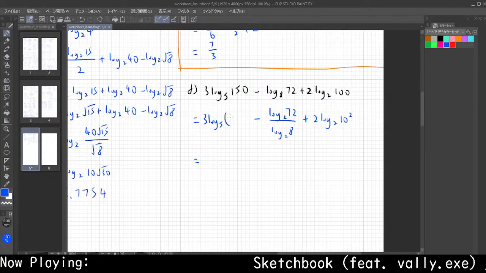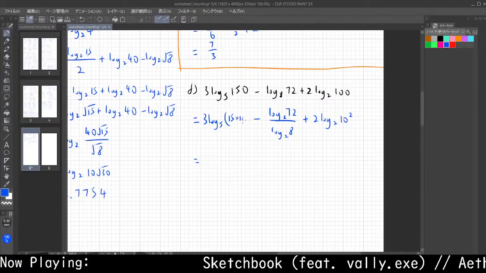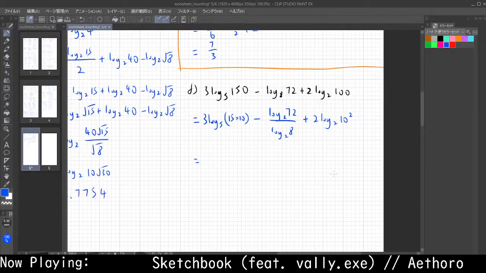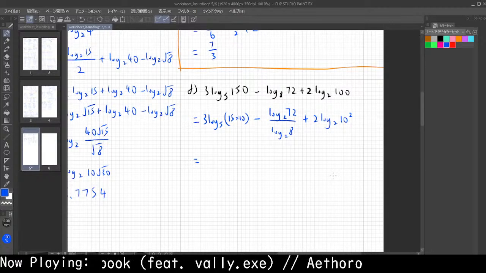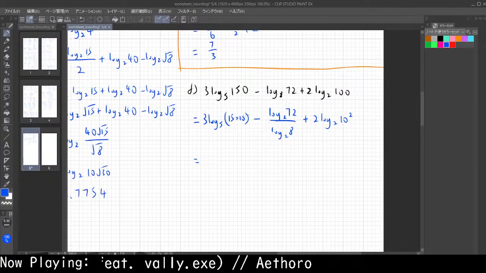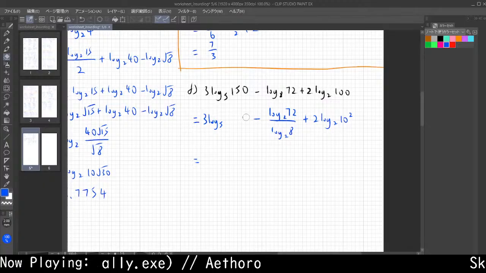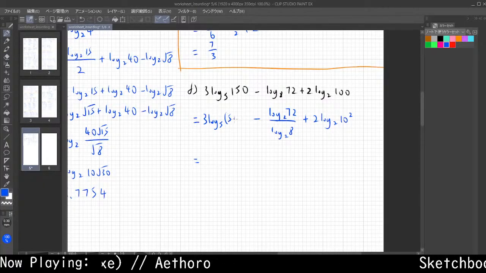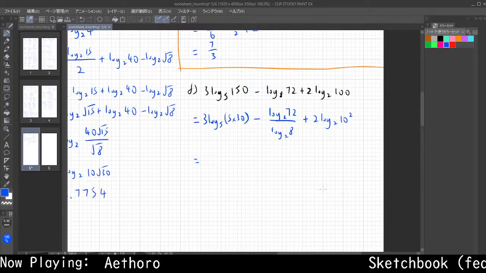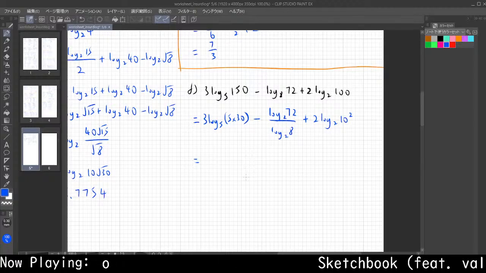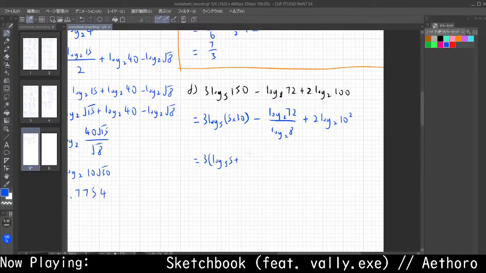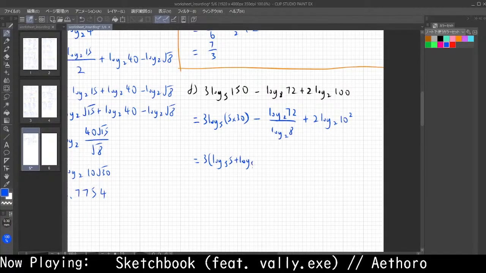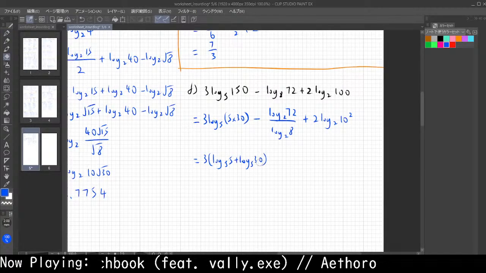This is 15 times 10. We'll be using this later. Oh, I think it's better to just write it as 5 times 30. Okay, so you have 3 log base 5 plus log base 5 30.